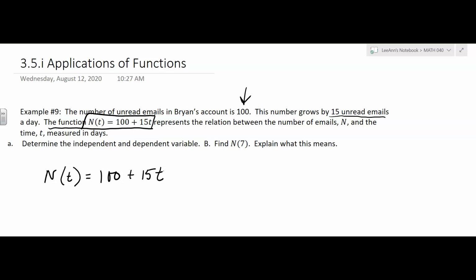So it's a nice example of a function, and they give us the function. Okay? So these first two sentences are just explaining how they got that function. Now they gave us the function, and it's a relationship between the number of emails, n. So in this function, we have to know what the variables mean. N is how many unread emails there are, and t is days. Okay? It says determine the independent and dependent variable. Well, the independent variable is going to be t, or days, right? So t is independent.